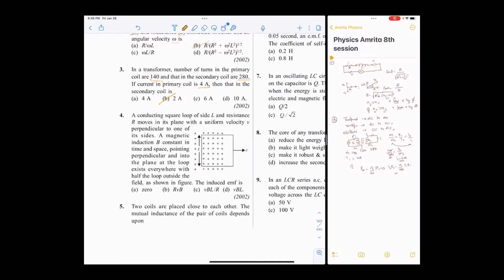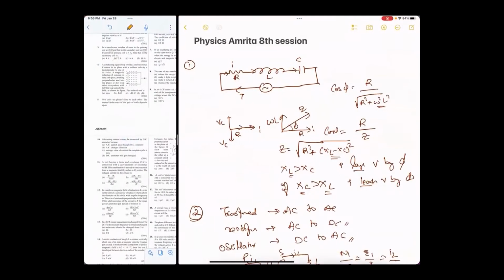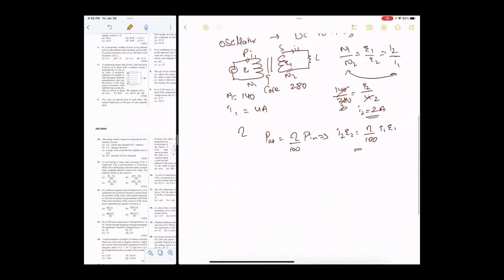The induced EMF is the fourth one. Induced EMF is BVL, that is the voltage. Let us solve this. BVL. But generally, I'll give an idea. It's an easy question only. So how do we change the EMF?